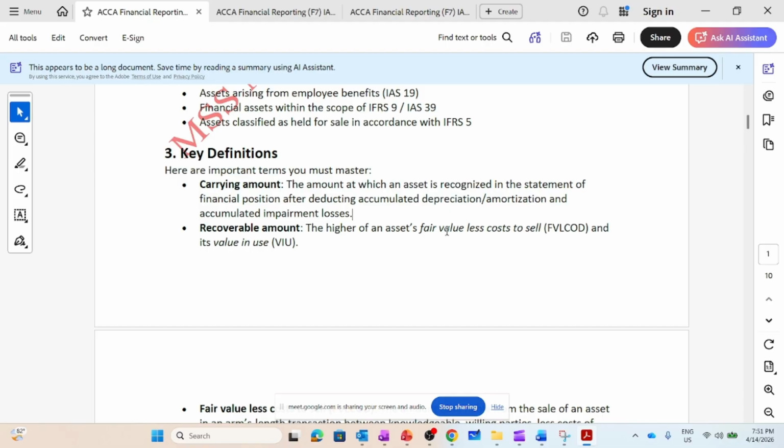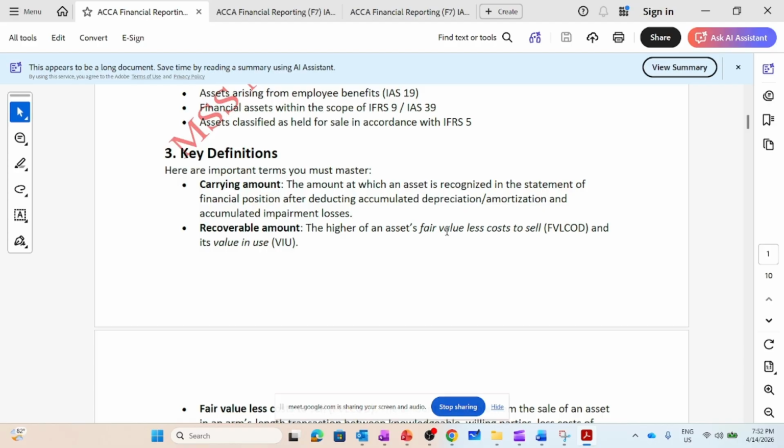So now, for us to calculate our recoverable value, we can use the higher of the fair value less cost to sell and the value in use. So now, what is fair value less cost to sell? If the company decided to sell the asset, the current market value of that asset is what we refer to as the fair value.